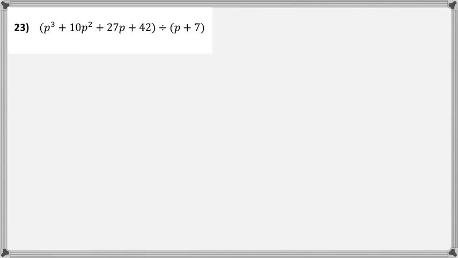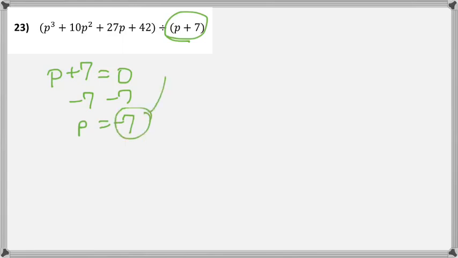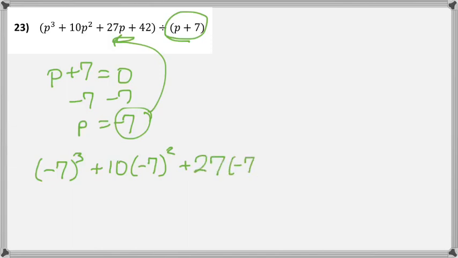This next one, I'm going to show you how to do it using the factor theorem. So I'm going to take what I'm dividing by, set it equal to 0, and then I'm going to subtract 7. So p is equal to negative 7. Negative 7 is what I'm going to plug in and see if it gives me a 0. If it gives me a 0, then that is a factor. So negative 7 cubed plus 10 times negative 7 squared plus 27 times negative 7 plus 42. And when I test that all out, I get a 0. So that means this is a factor.